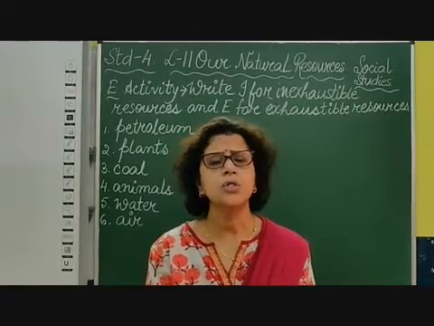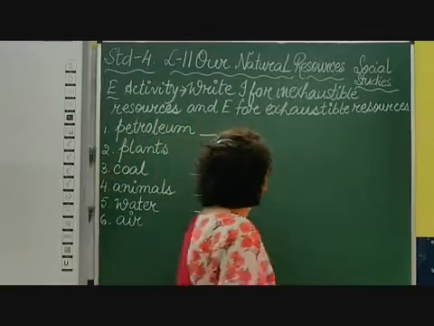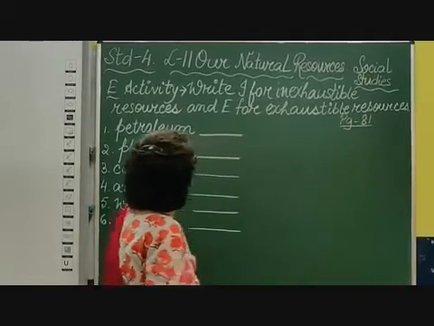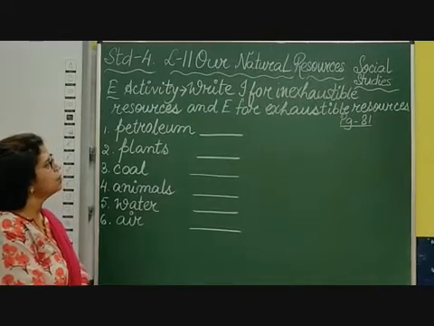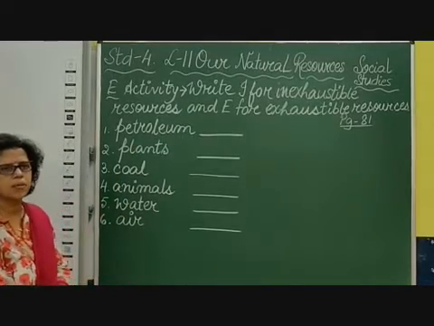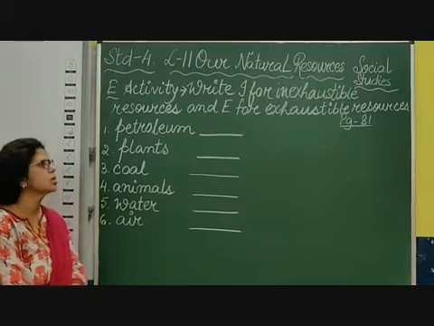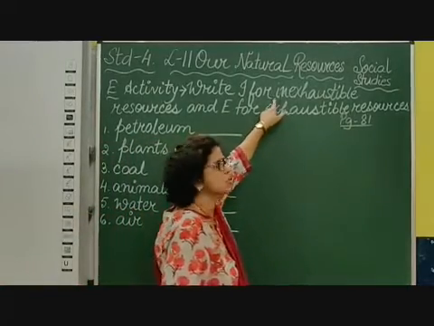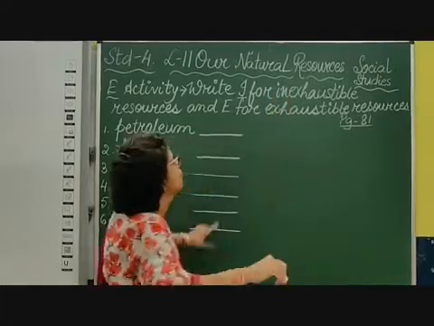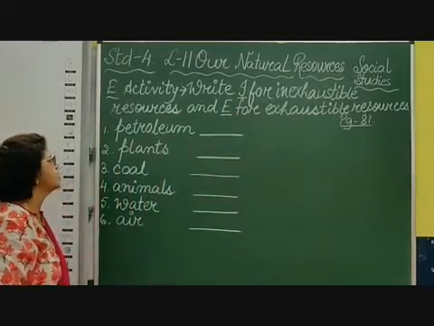Okay. Let us do a small exercise as a part of revision of this chapter, which is given on page number 81. You have to do it in the book itself. It's an activity, children. Write I for inexhaustible resources and E for exhaustible resources. Six things are mentioned here, and you have to write whether they are exhaustible or inexhaustible resources. If it is inexhaustible, you have to write only I. You don't have to write the full word. And if it is exhaustible, you have to write E. So it's very easy. You can do it.